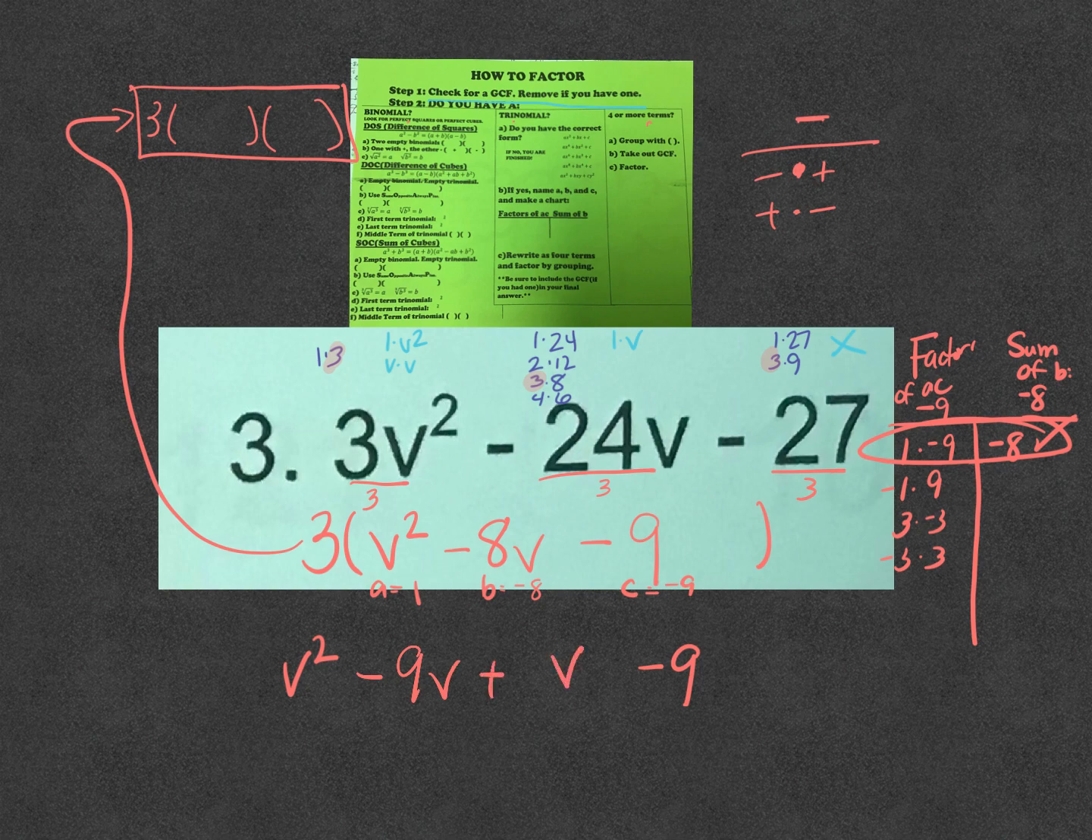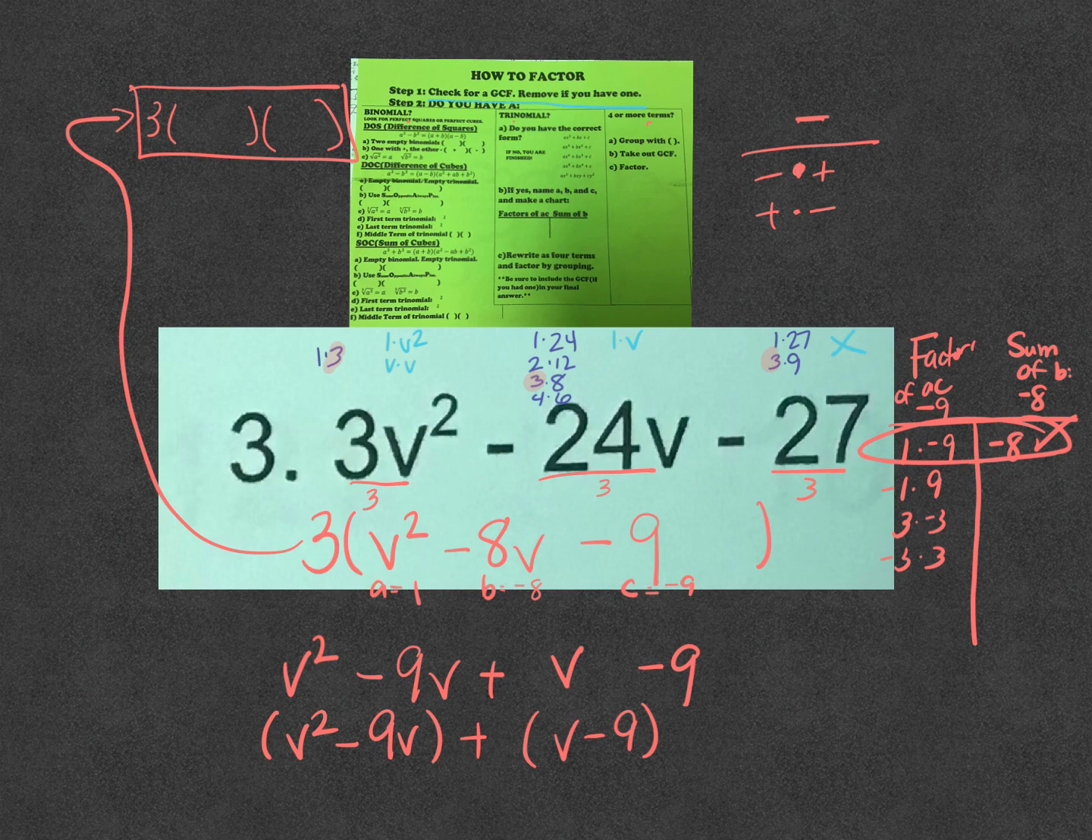Now notice I didn't write the 1 because we're in Algebra 2. We do not need to write 1v. We understand that stands for 1v. And now I'm going to factor by grouping. You group the first two together, v squared minus 9v. Put a plus sign, group the last two together, v minus 9.